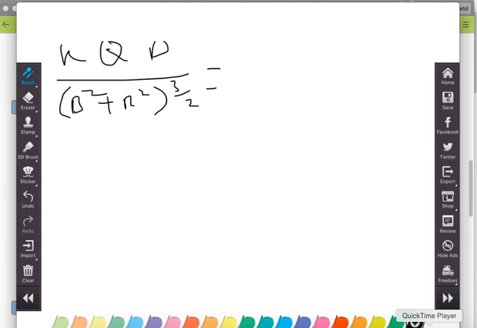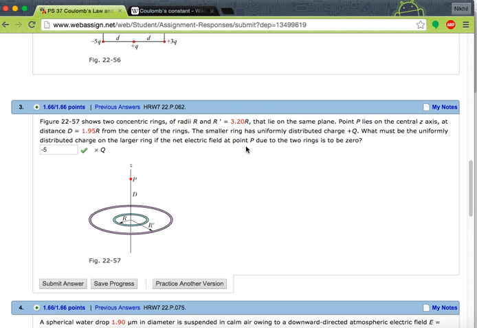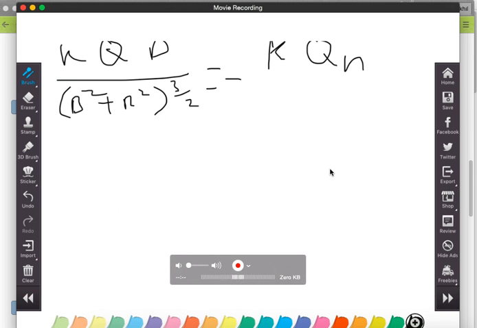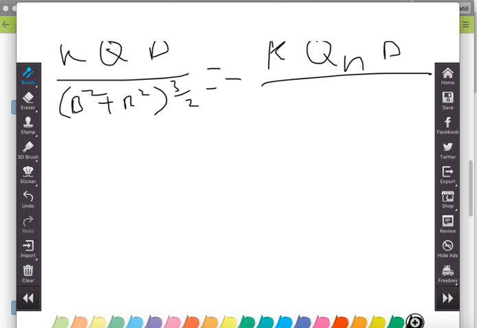This equals negative k Qn. We don't know this. This is what we actually want to find, the uniform distributed charge. Yes, it's asking us to find this, so we'll solve for it. Times d over, with a negative sign by here, don't forget that, (d squared plus R prime squared). This is a different radius, R prime squared, all raised to the 3 over 2.